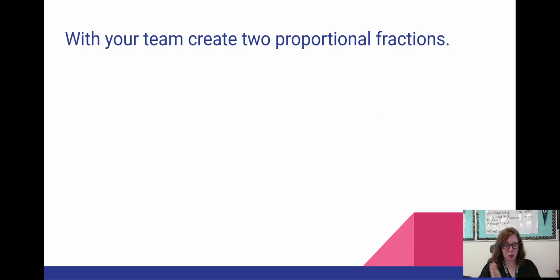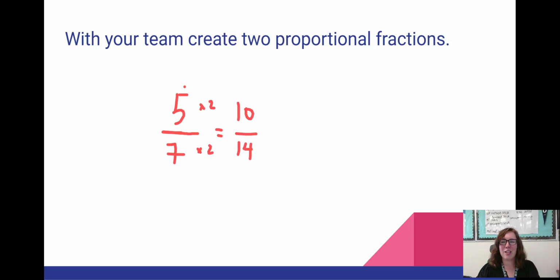Now create your own two proportional fractions. Well, this sounds difficult. It's actually so easy. For example, let's start with the fraction 5 over 7. If I want to make something that is proportional to that, I could just multiply both of these by 2. This is one option, right? And boom, I have created two proportional fractions.